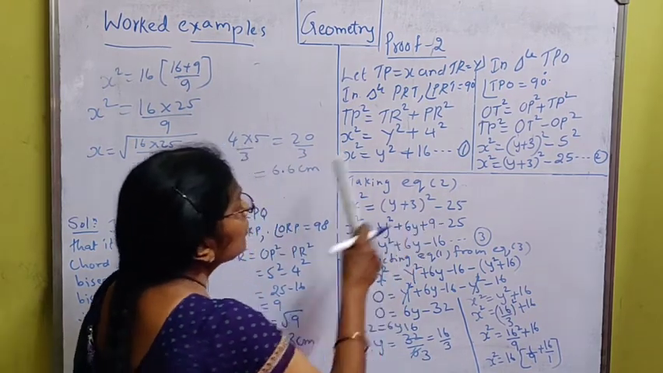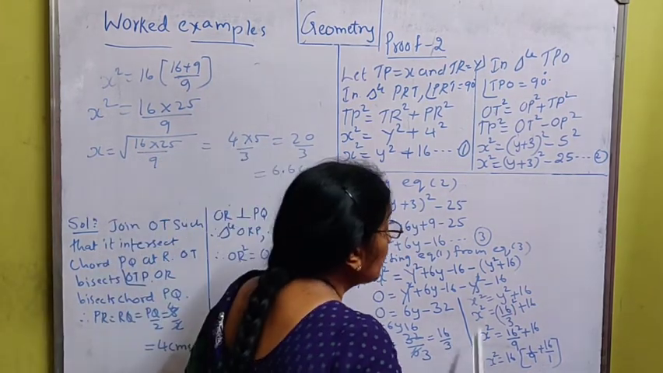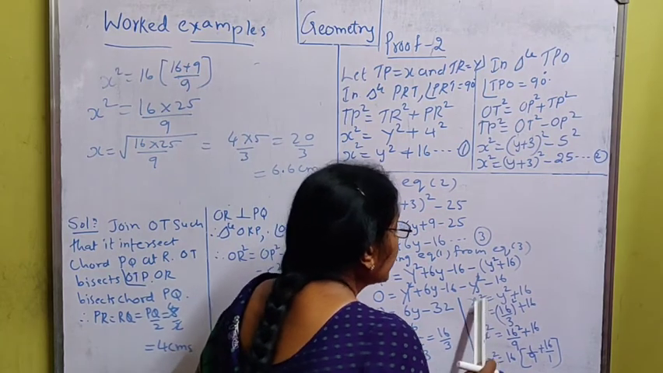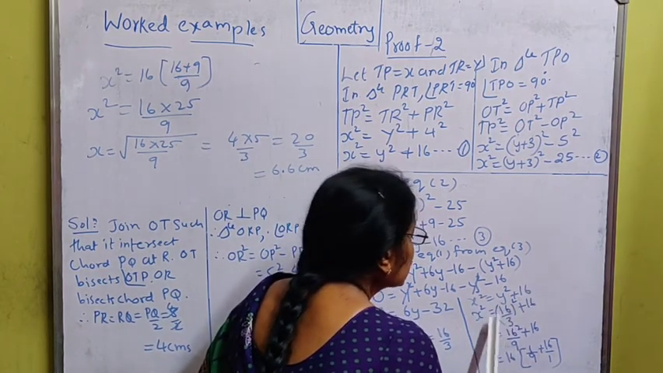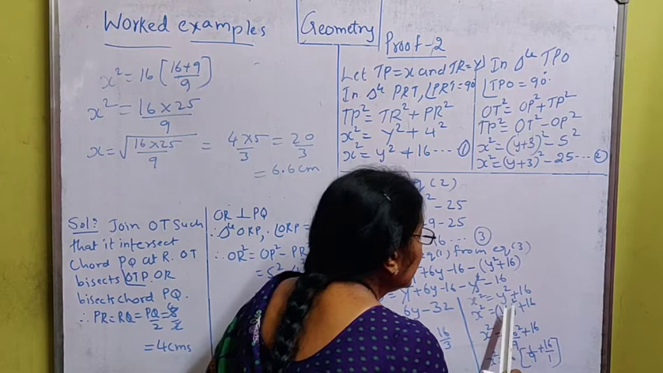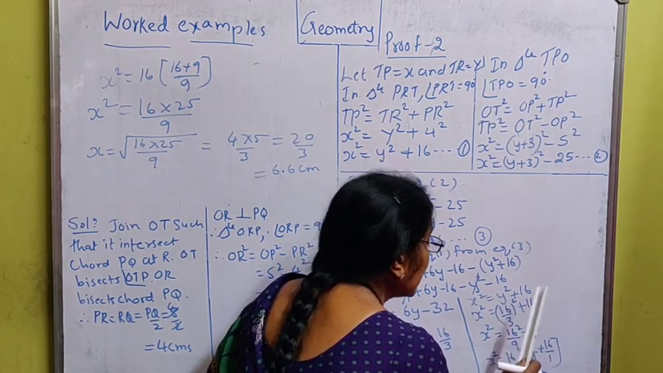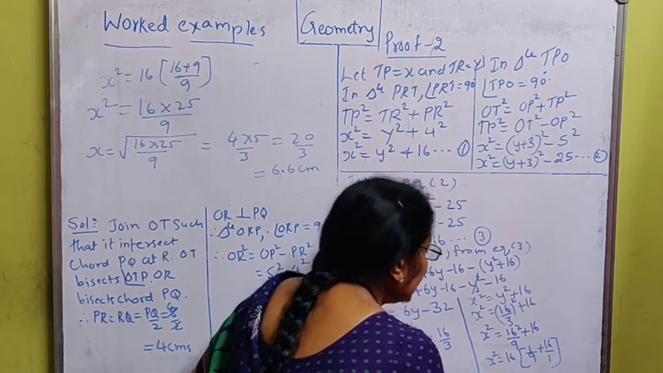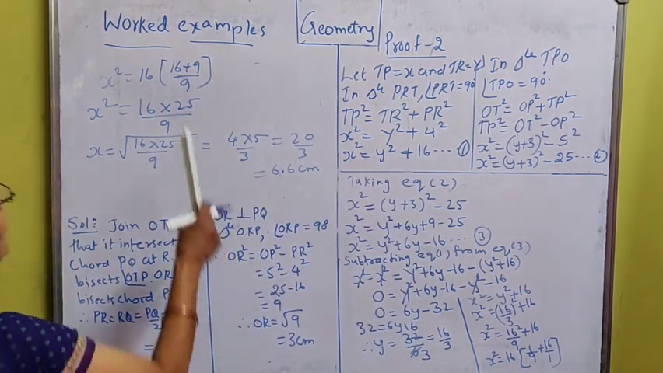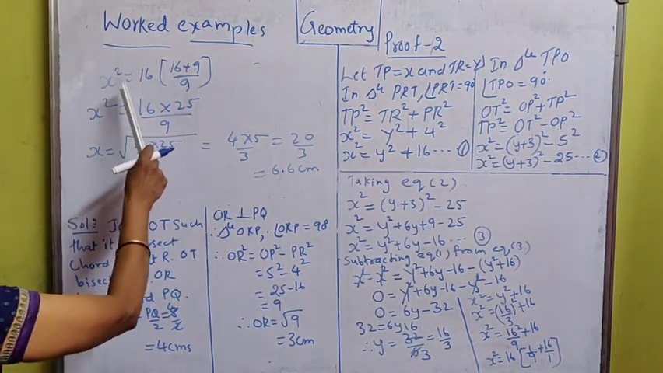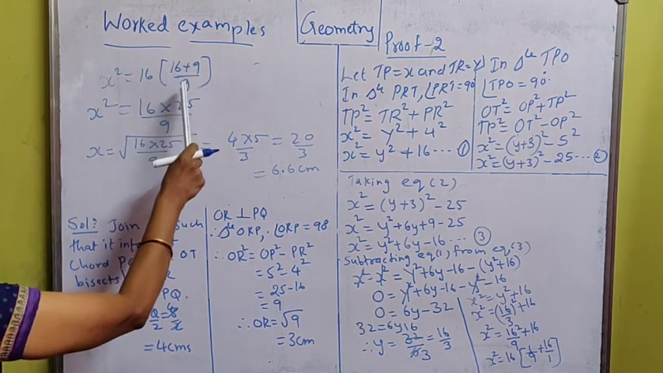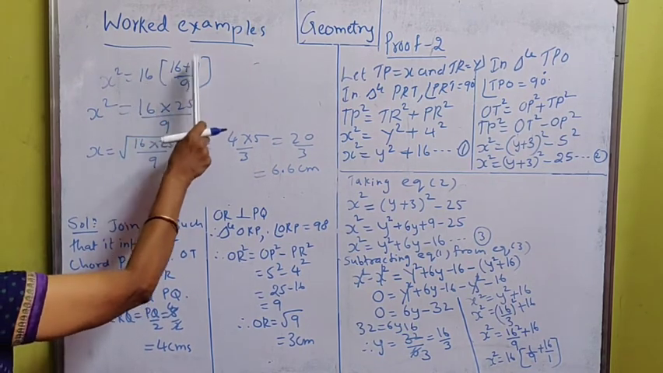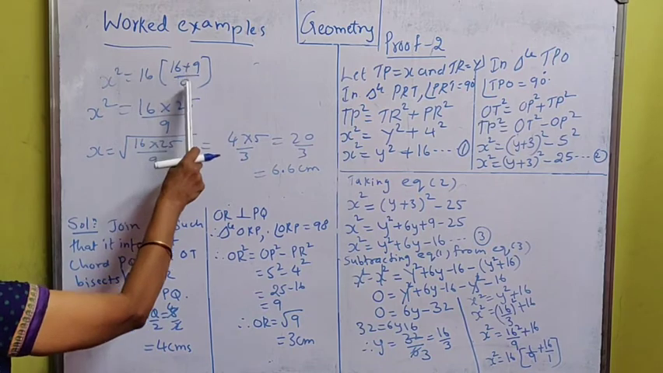Now I know x square is equal to y square plus 16. In that I will substitute the value of y. So x square is equal to y square plus 16. X square is equal to (16 by 3) the whole square plus 16. This is 16 into 16 by 9. So 16 I can take out common. So here I took common 1 by 9. If I take LCM, what shall I get? X square is equal to 16 into (16 plus 9) by 9. 16 plus 9 is 25. So 16 into 25 by 9.